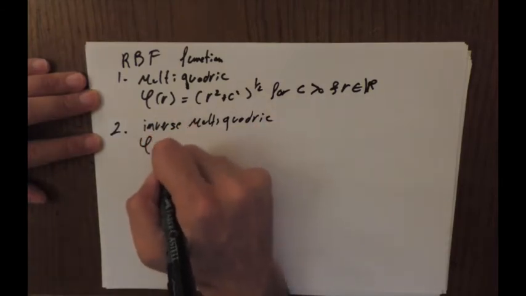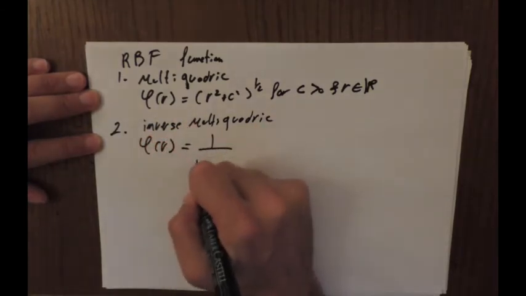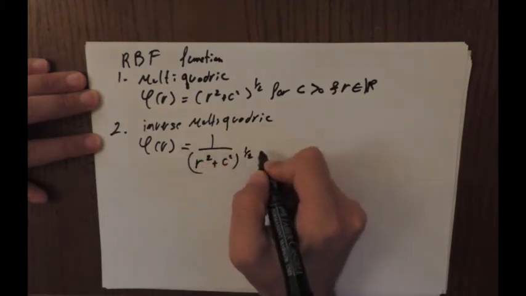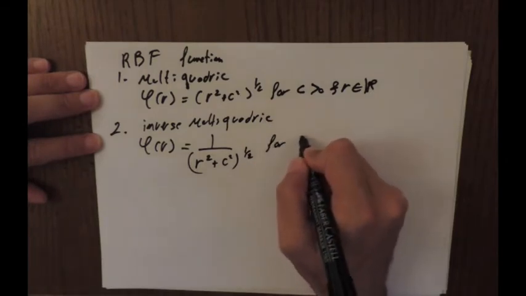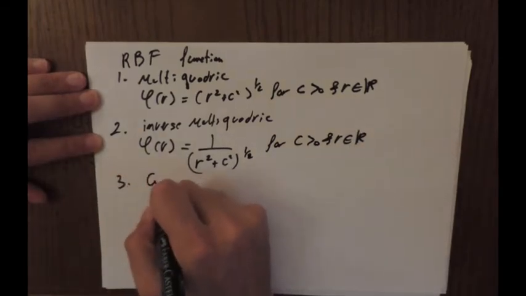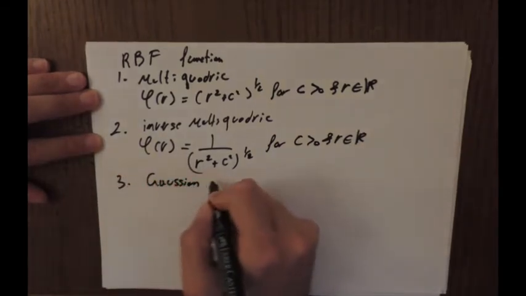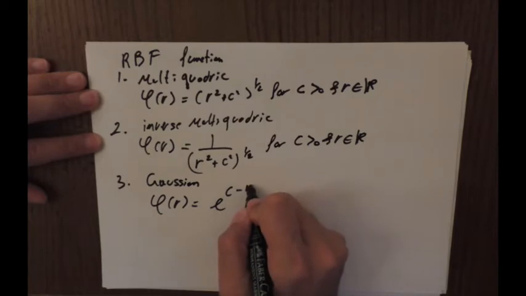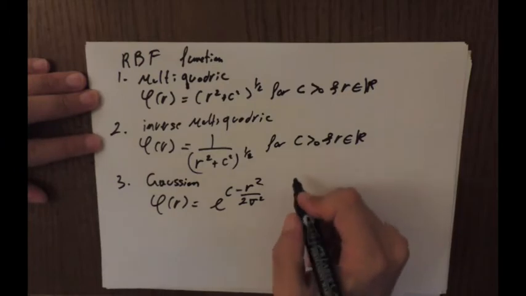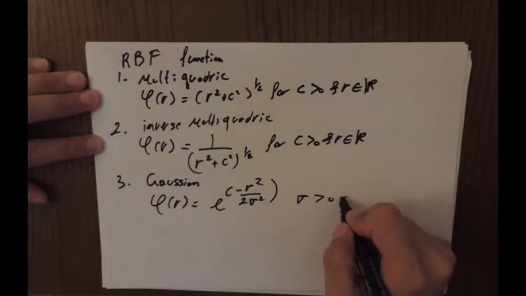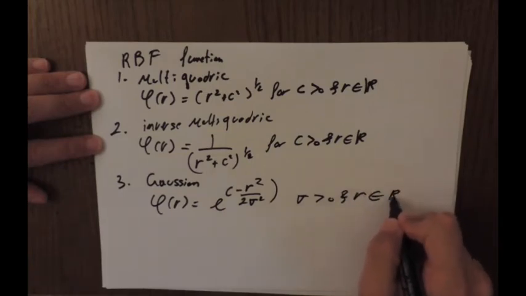And in this case we have phi of r is equal to 1 over (r squared plus c squared) to the power of one half, for c greater than 0 and r belonging to big R. And the third is the Gaussian, which is phi of r is equal to e to the minus r squared over 2 sigma squared, for some sigma greater than 0 and r belonging to R.